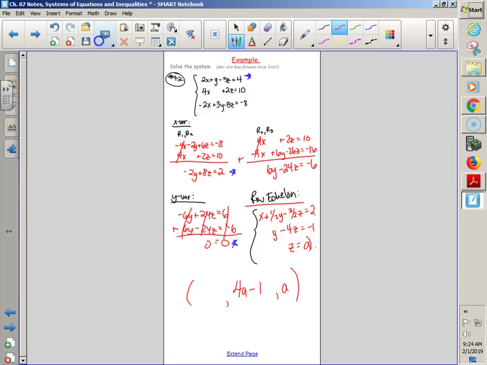Whatever z is, y is now limited. There are only certain y's that go with all those infinitely many z's. And once I get y, guess what? There are only certain x's that go with those y's that came from that z.